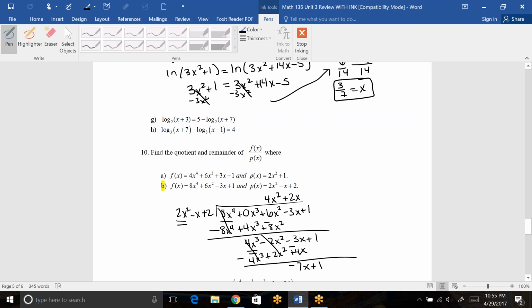Notice that 2x squared cannot go into negative 7x. It has nothing to do with the numbers. It has to do with that you can't put something bigger into something smaller. X to the first is smaller. So now I know my quotient is the 4x squared plus 2x, and my remainder is the part at the bottom where I couldn't divide anymore, so negative 7x plus 1.